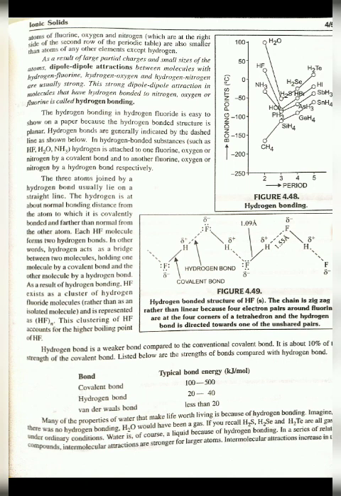This strong dipole-dipole attraction in molecules that have hydrogen bonded to nitrogen, oxygen, or fluorine is called hydrogen bonding. The hydrogen bonding in hydrogen fluoride is easy to show on paper because the hydrogen bonding structure is planar. Hydrogen bonds are generally indicated by dashed lines as shown below.